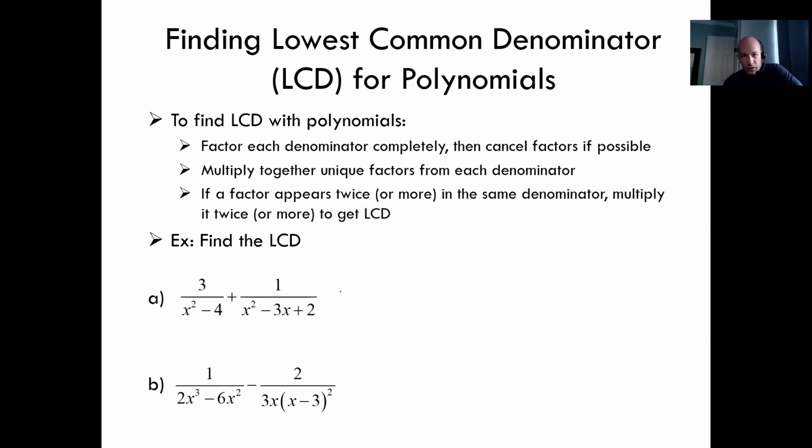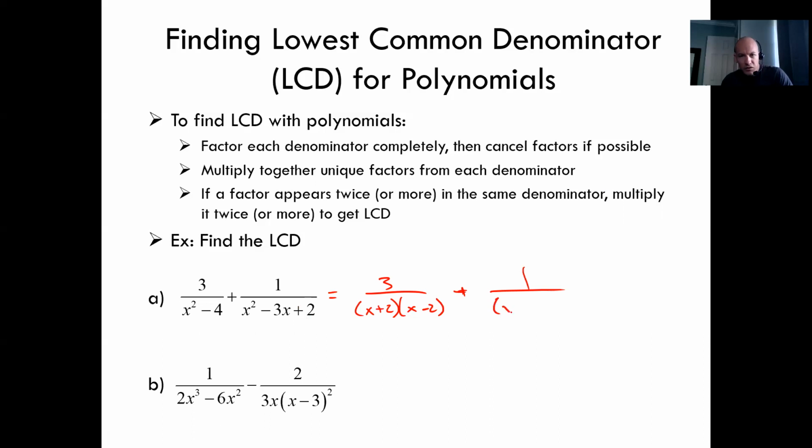So let's have a look here. In this case, we have 3 over x squared minus 4, so I'm just going to do a little factoring. I don't really care about the top, but the bottom is what's really important. All we're doing is finding the lowest common denominator. I'm not going to solve the whole thing. So if we want to get the LCD between these two, it's not really obvious what it is when you've got some polynomials here.